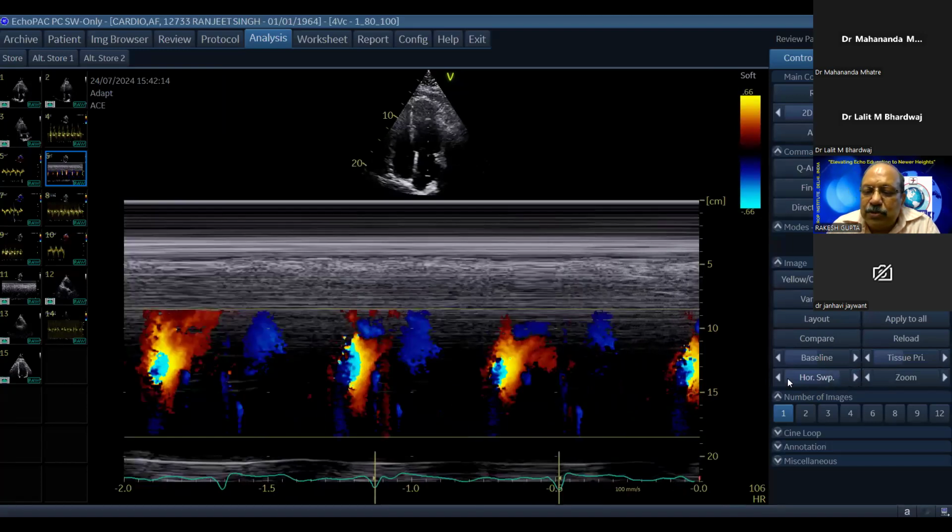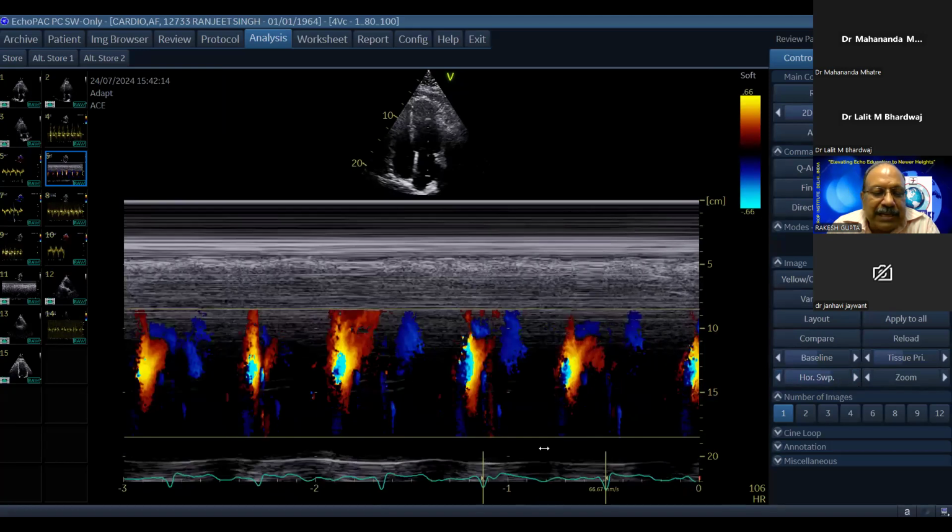What I'm looking at with the sweep speed is, I've increased the sweep speed in the sense of how many frames there are in a second. Normally we keep 50 millimeters per second, so I can go to 66 or 100 millimeters per second to look at a clear Doppler spectrum pattern. Among all these, this is not clear, this is not clear, this is the only one which appears to be very clear. So I'm going to measure my slope pattern in this patient.